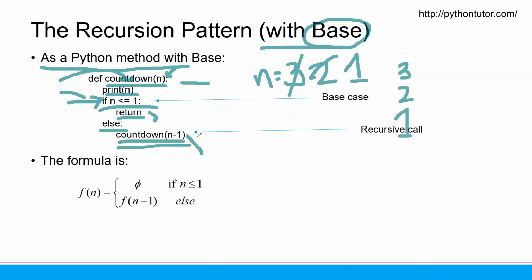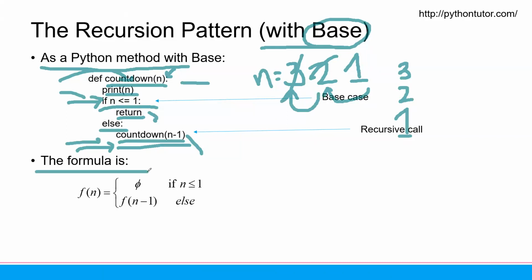When it returns, it will go back to when n equals 2, and because there is no further statement, it will return back to n equals 3, and there is no further statement, then stop. That's the way we see the recursion pattern.